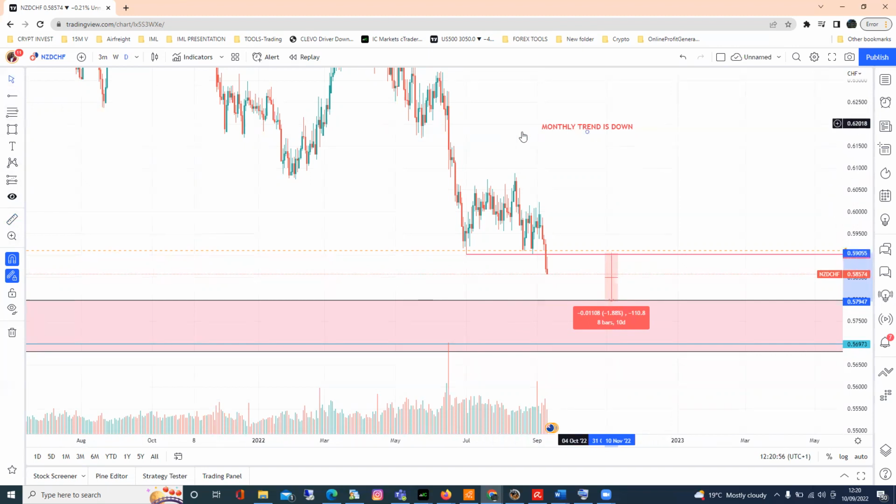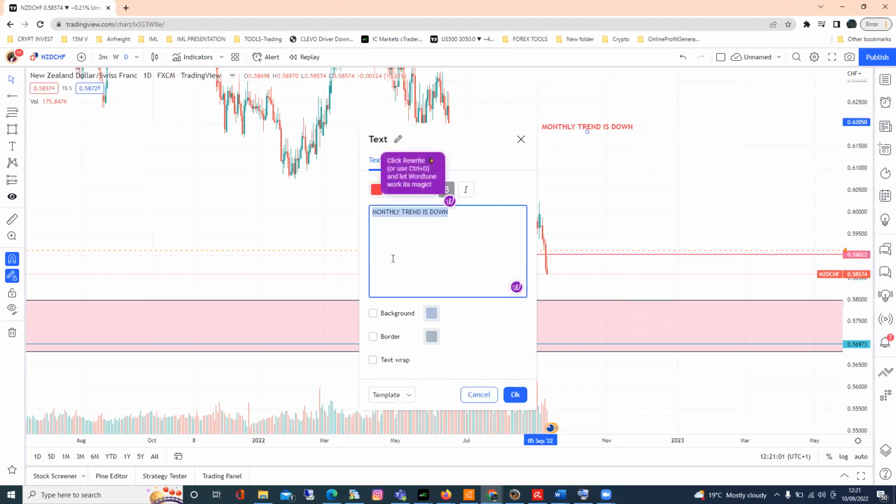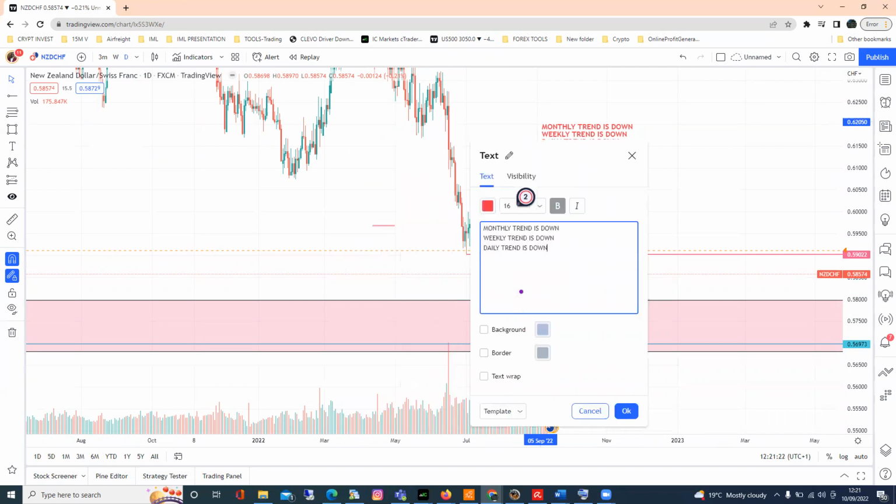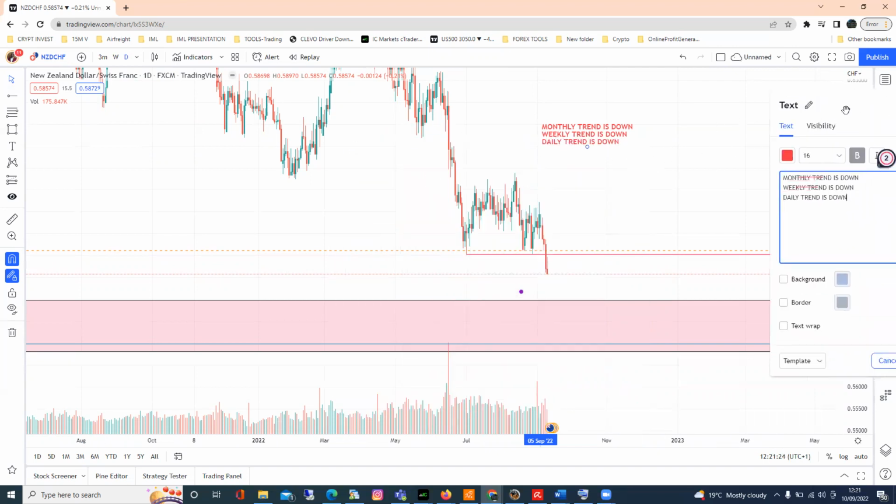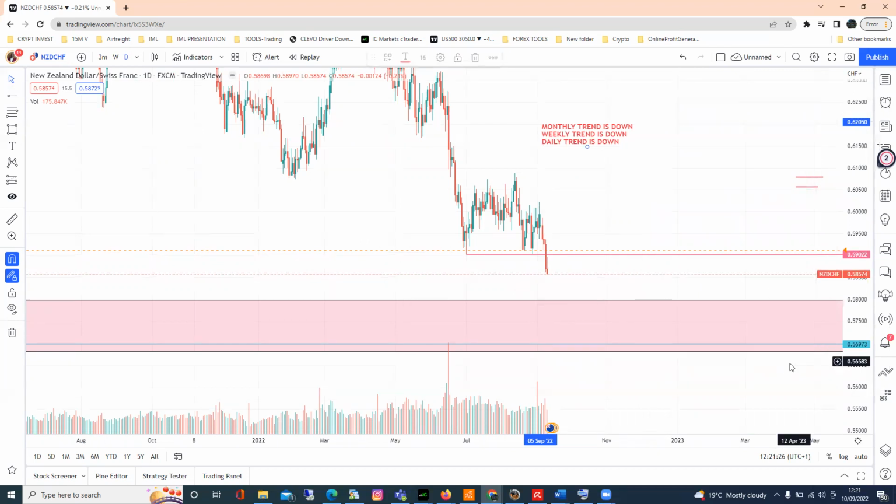So the trend on weekly is down. The trend on monthly is down. Daily trend is down. Okay, so now you don't have any reason to go against all these major time frames. What you're going to be looking for is an opportunity to sell, and the opportunity to sell, you want it at a higher price, right?